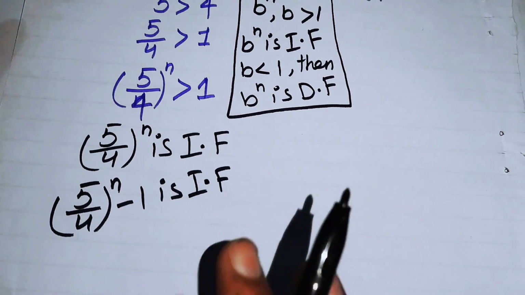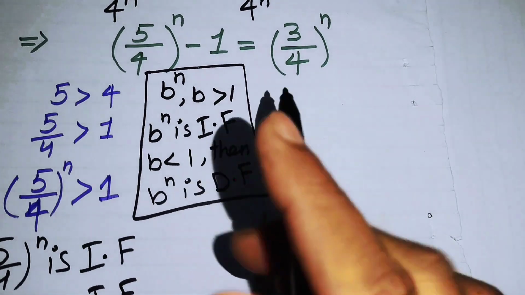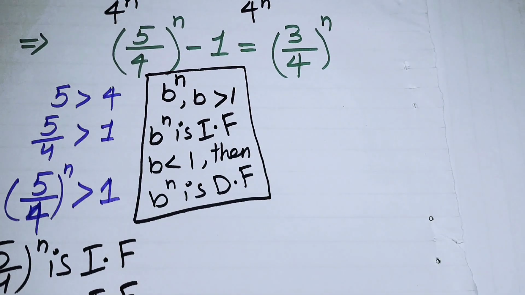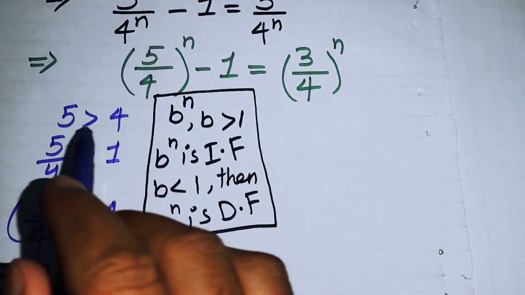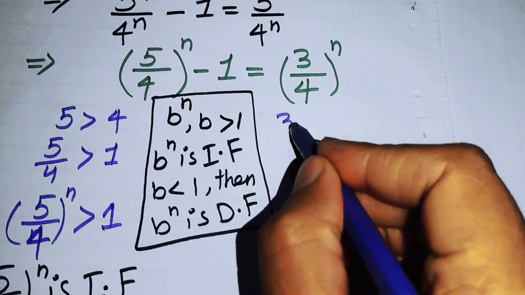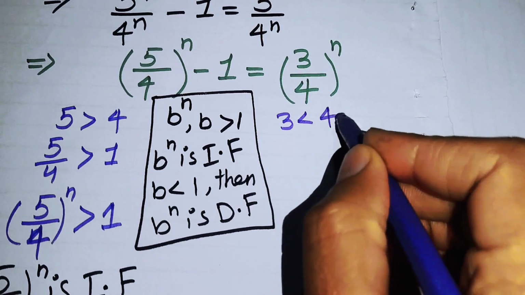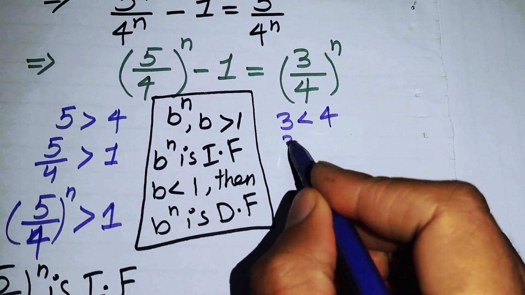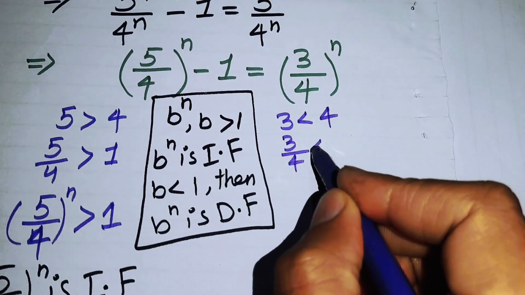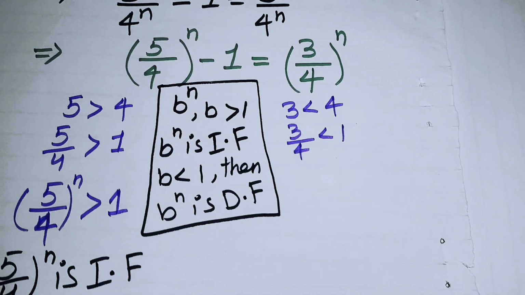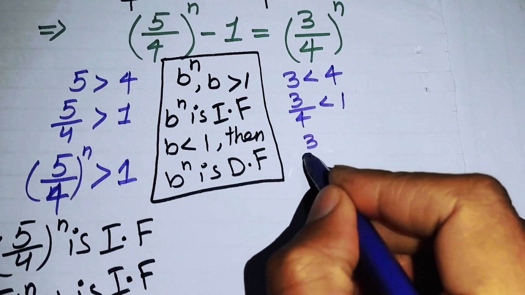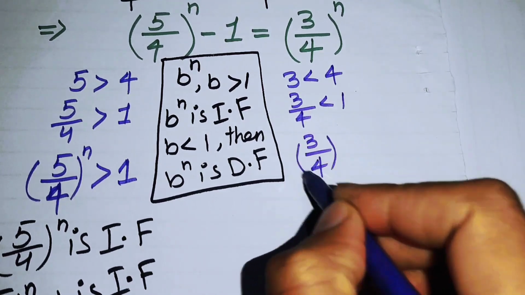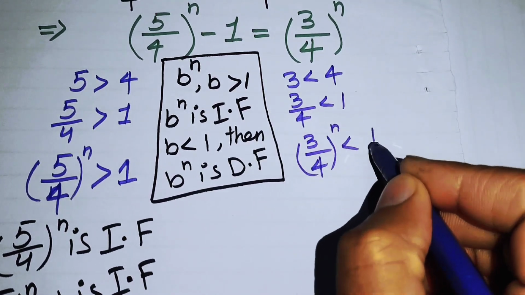And now we move towards the right hand side, and in the right hand side you see here we have 3 over 4. If we make the relation between 3 and 4, you say that 3 is less than 4, and if we divide both sides by 4, then you obtain 3 over 4 is less than 1. And now when we take the power n on both of the sides, then you get 3 over 4 and its whole power n is less than 1.